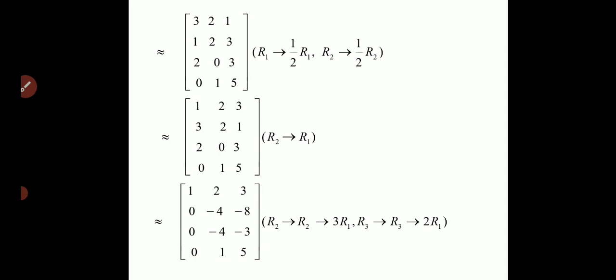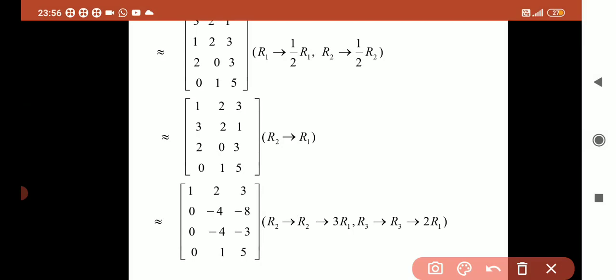Again let us interchange R2 and R1. Why are we interchanging? If the first element of the first row is 1, then it will be easy to make the first elements of the remaining rows 0. So I have interchanged R2 and R1. I have written the first row as 1, 2, 3 and the second row as 3, 2, 1, so that it becomes easy to make the remaining elements 0.